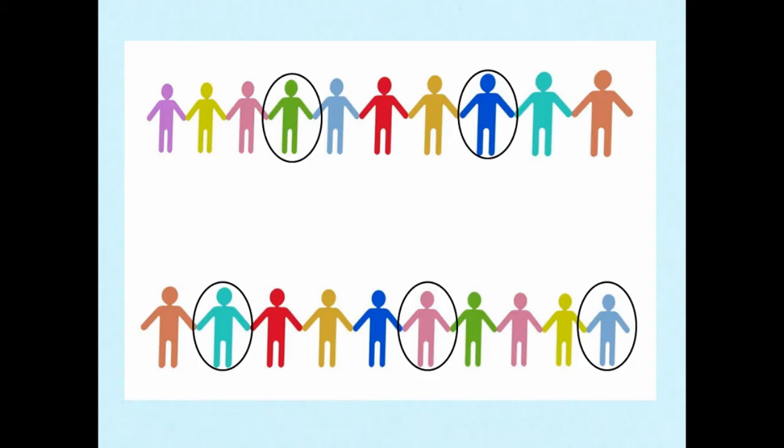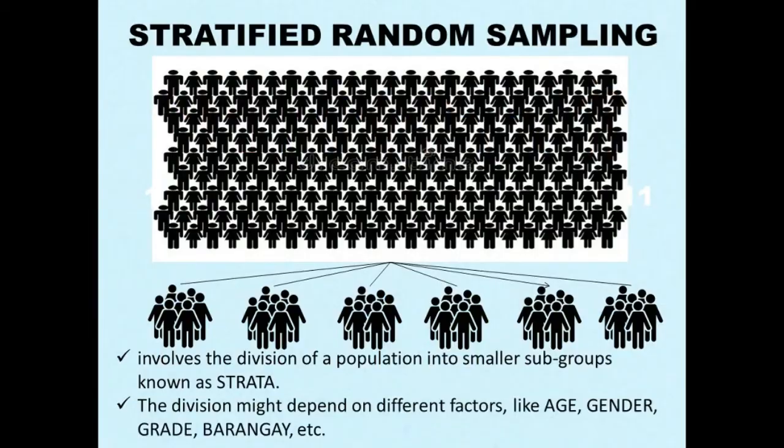Okay? Tandaan po natin that is systematic. May interval. Next, stratified random sampling. Ito yung kalimitang ginagamit ng mga estudyante natin without knowing that it is stratified. Yung iba naman, sinasabi lang stratified but they cannot defend their answer.